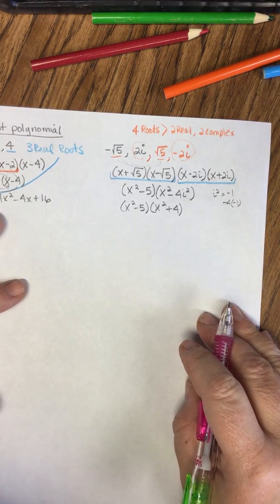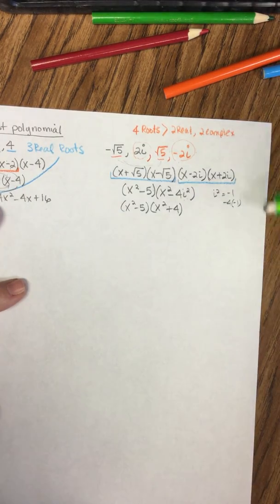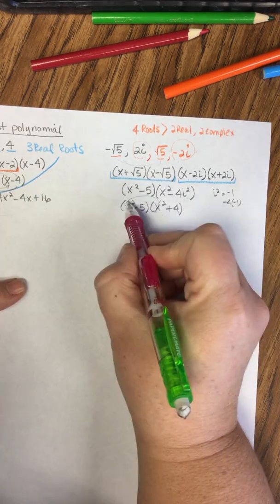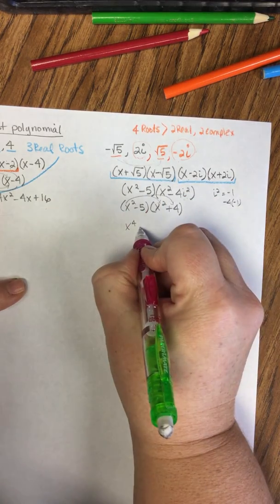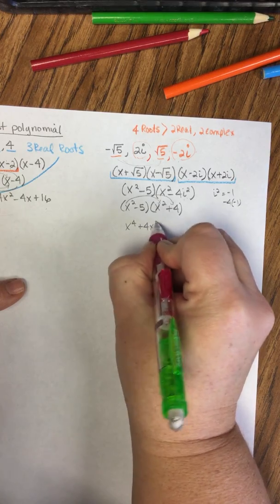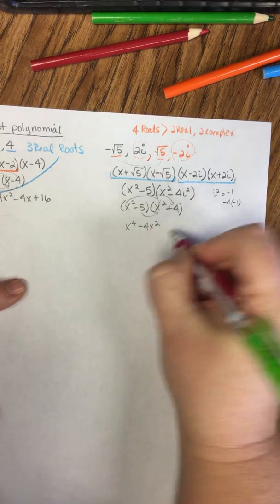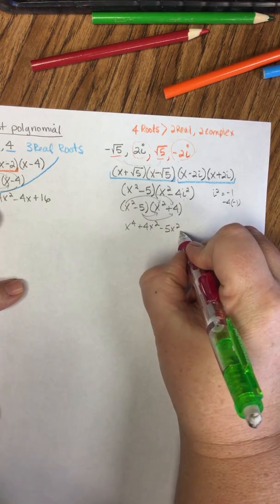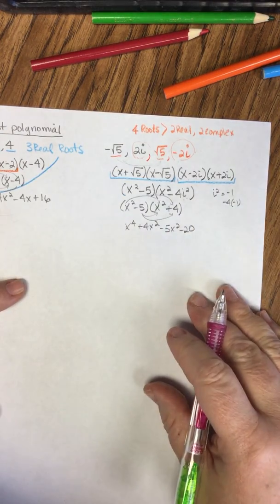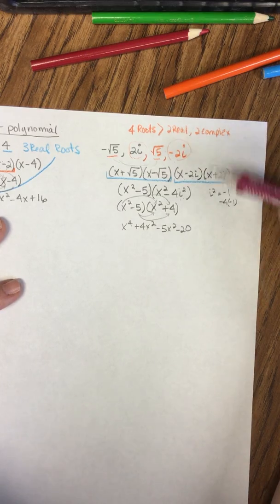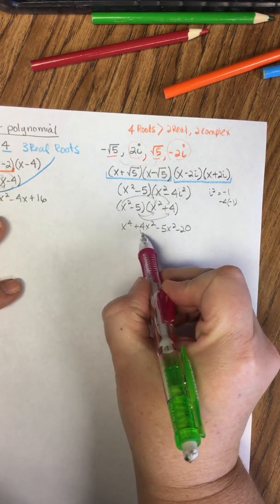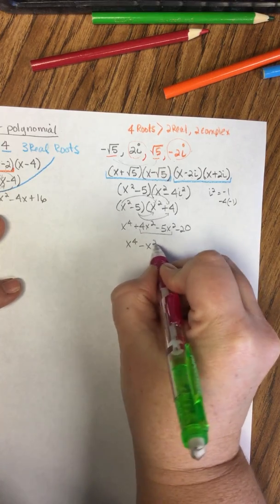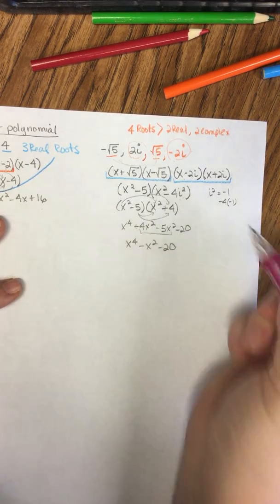Okay, now I'm going to FOIL. So I'm going to take x squared times x squared, which is x to the 4th. x squared times 4, positive 4x squared. Negative 5 times x squared, negative 5x squared. Negative 5 times 4 is negative 20. My last step is to put this in standard form and join my like terms. Here's my only like terms. x to the 4th minus x squared minus 20.